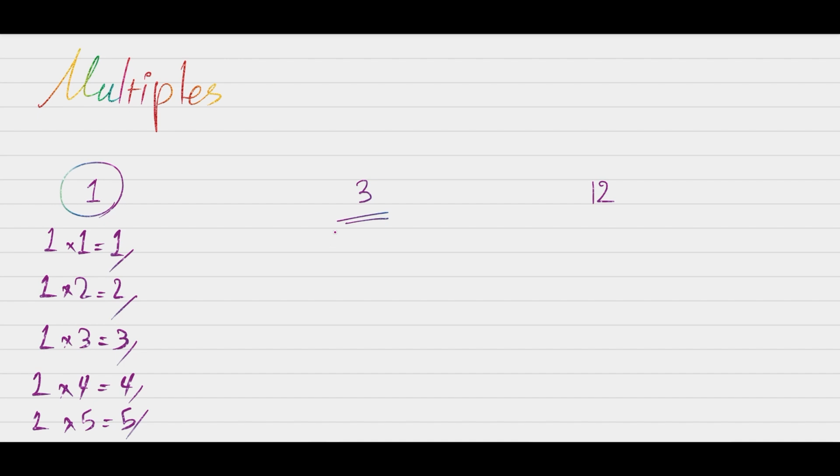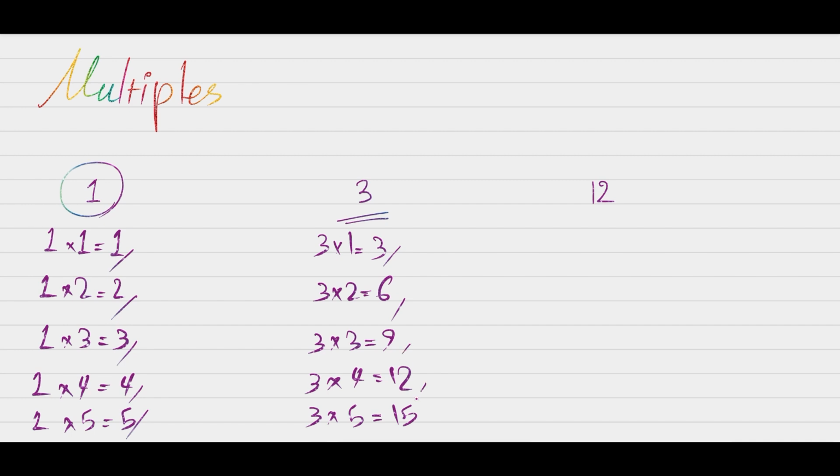If I want to find the first 5 multiples of 3, I just say 3 times 1 is 3, 3 times 2 is 6, 3 times 3 is 9, 3 times 4 is 12, and 3 times 5 is equal to 15. So 3, 6, 9, 12, and 15 are the first 5 multiples of 3. And these numbers all can be divided evenly by 3.